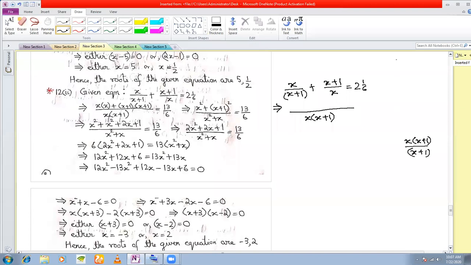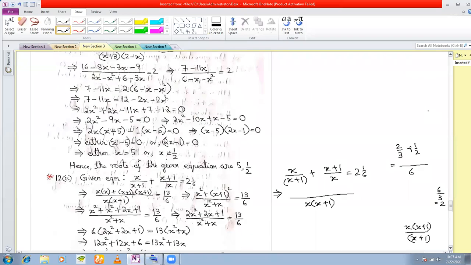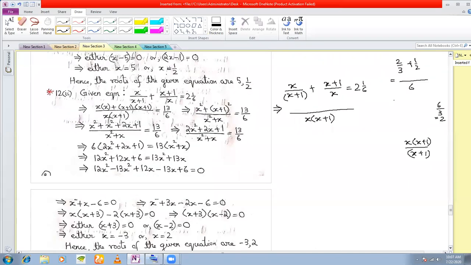Suppose I have to take the LCM of 2 by 3 and half. What do we actually do? See, LCM is 6, with 3 and 2. You divide 6 by 3 to get 2. Now you multiply this 2 with this 2 to get a 4 here, isn't it? Now I have taken x into x plus 1 as my LCM.